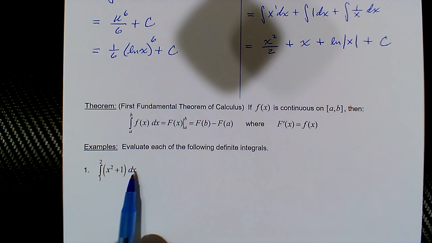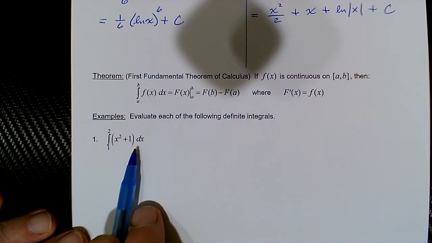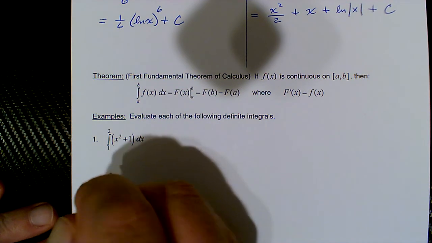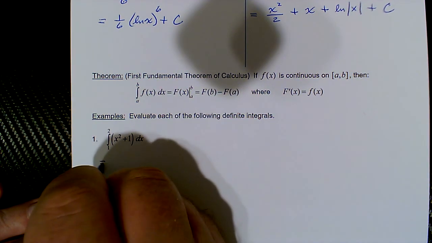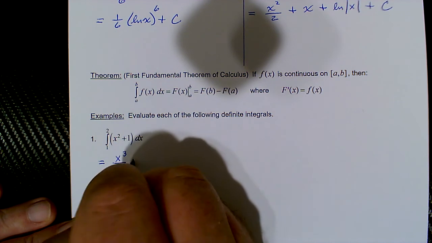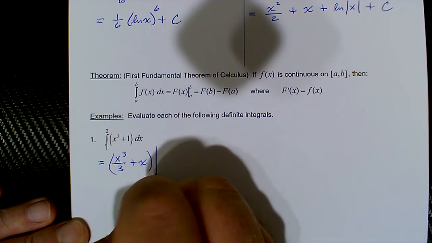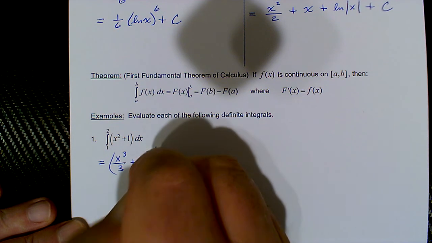Okay, here's a simple integration, calculus 1 integral, just to get us warmed up, and it is readily integrable. So I'm just going to jump right in term by term. X squared integrates to be x cubed over 3, plus 1 integrates to be x. Evaluated, no constant of integration, it's evaluated from 1 to 2.